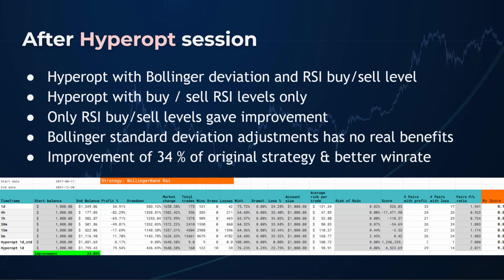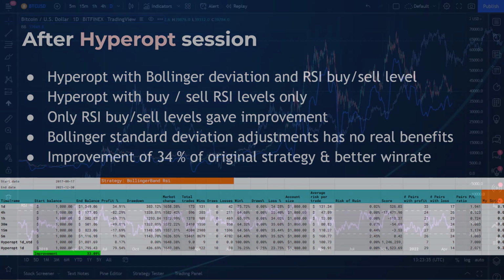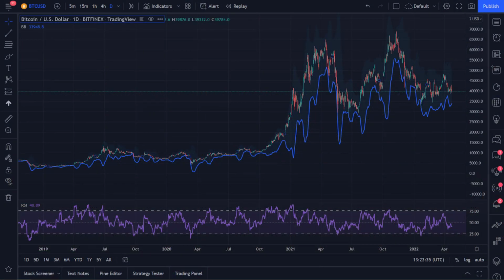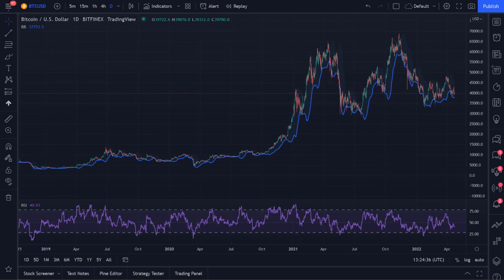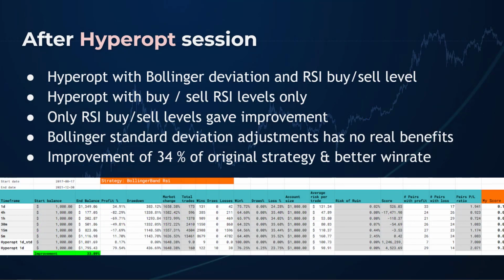The first hyperopt session gave the advice to use a standard deviation factor of 4 for the lower Bollinger Bands and an RSI buy level of 25. And as you can see on this chart, this gives very peculiar signals to buy, and these are also very rare. However, they proved to have a 100% win rate, but nonetheless I did not find this setup very useful, so I decided to do a second hyperopt session with only a search for the best RSI buy and sell levels. This second session proved to be more realistic and gave better results, so in the end it improved the strategy and looked to be a better setup.